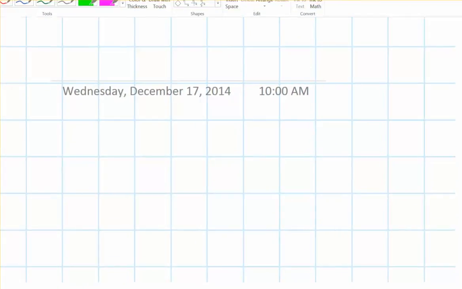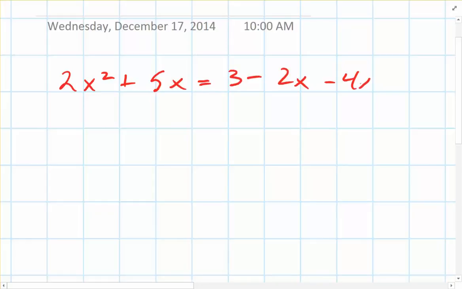If you're solving an equation by factoring, set it all equal to 0, exactly. So what we're going to do here is I'm going to write down, you have 2x squared plus 5x equals 3 minus 2x minus 4x squared. So you need to make it equal 0, so you need to clear one of the sides.